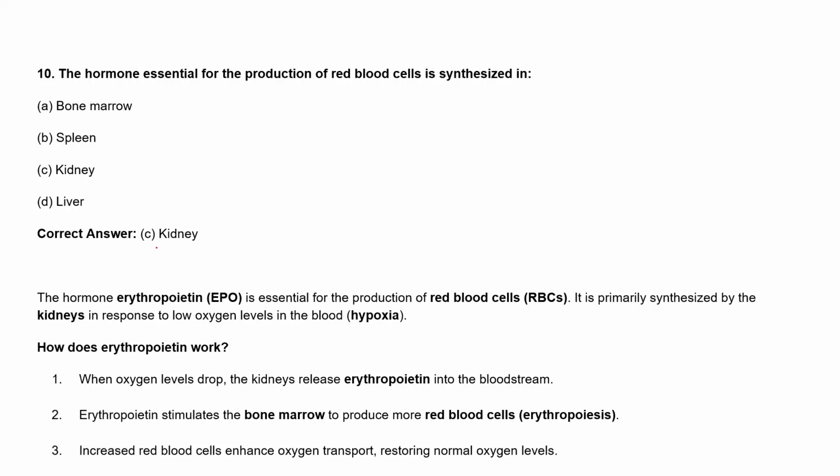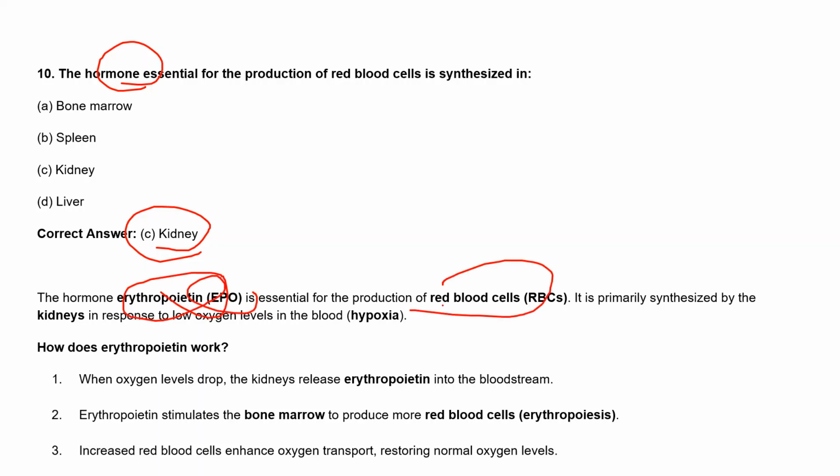So the right answer for this question is the kidney. Which hormone is essential for the production of red blood cells? This hormone is erythropoietin. Erythropoietin is essential for the production of red blood cells, and it is primarily synthesized by the kidney.